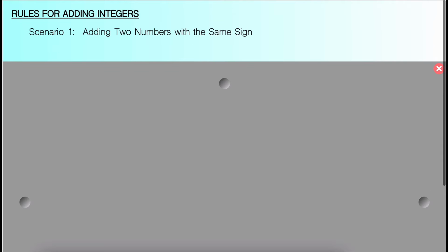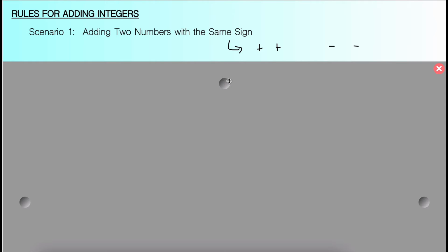I'm going to break this down across two different scenarios. The first being scenario one, when you're adding two numbers that have the same sign. So when I say same sign, that would be a positive number being added to a positive number, or a negative number being added to a negative number. Now, you know how adding two positives work because that's what you've been doing since you could add or operate with numbers. We've always worked with positive numbers.